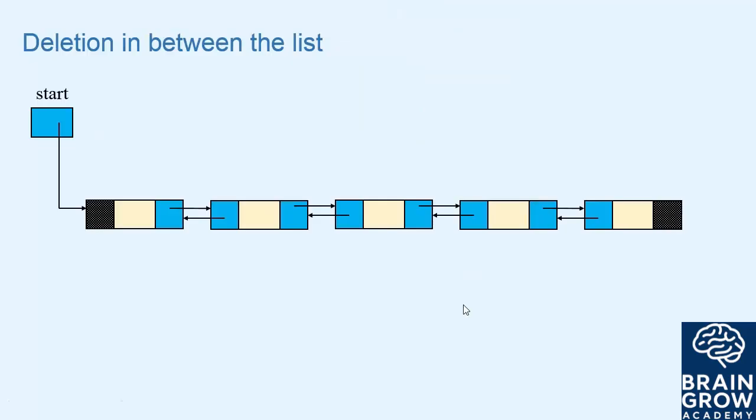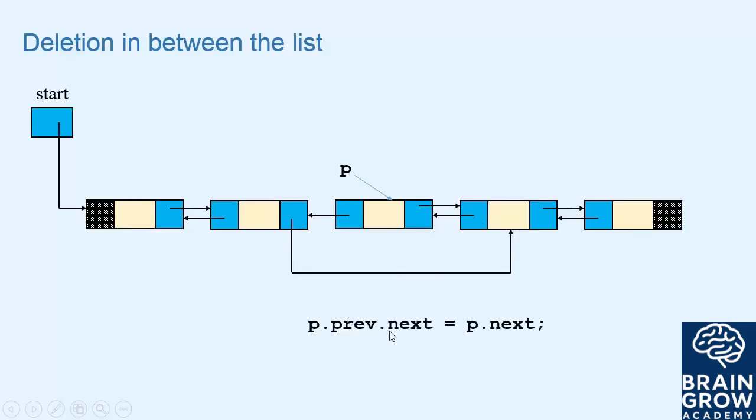Now let's see how we can delete a node that is in between the list. Suppose we have to delete this node and we have a reference p that refers to this node. Now for deletion of this node, the next part of this node should refer to this node. And this node is referred by p previous. So next of p previous should refer to p next. So we write p previous next is equal to p next.